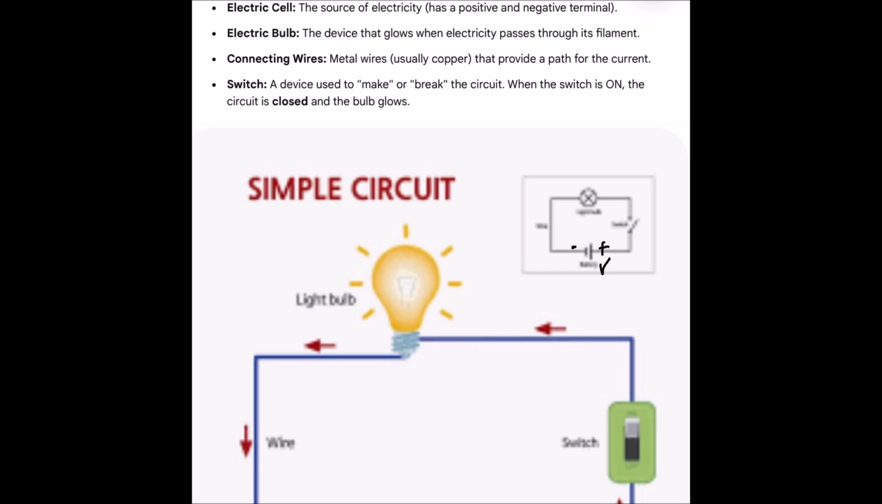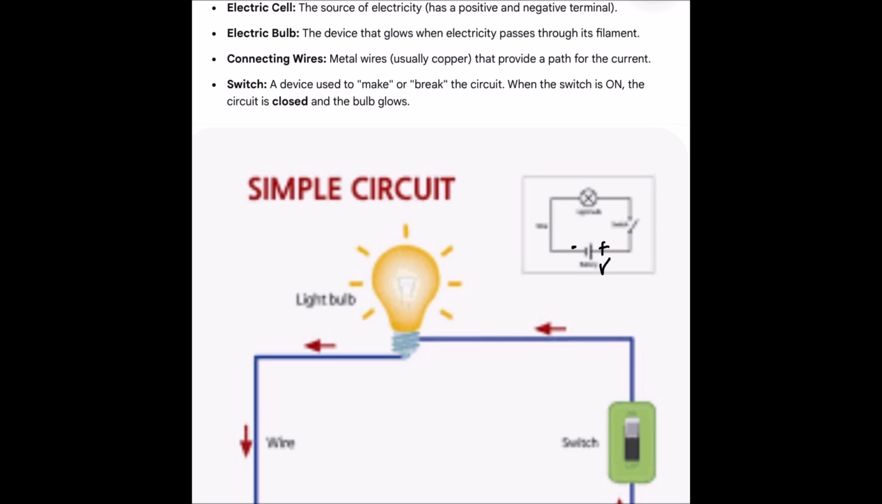Okay, next we have an electric bulb in a circuit. This is the electric bulb, the device that glows when electricity passes through the filament. Next one is connecting wires. These are all the connecting wires. Metal wires, usually copper, that provide a path for the current. For the flow of current, you need some material, a conductor, which is the copper wires.